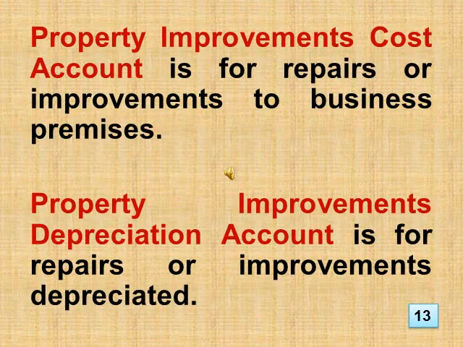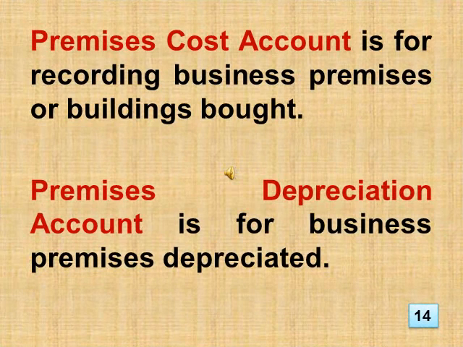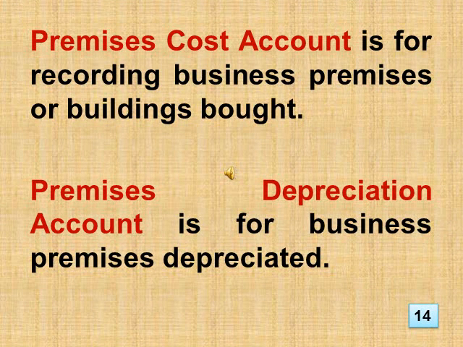Property improvements cost account is for repairs or improvements to business premises. Property improvements depreciation account is for repairs or improvements depreciated. Premises cost account is for recording business premises or buildings bought. Premises depreciation account is for business premises depreciated.